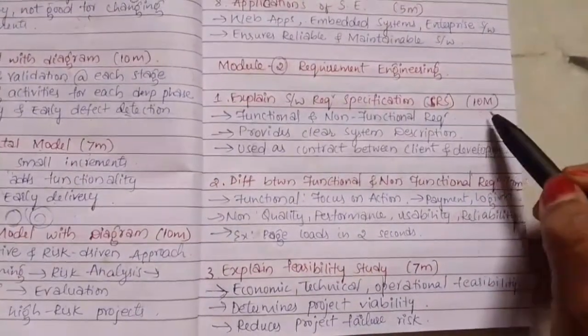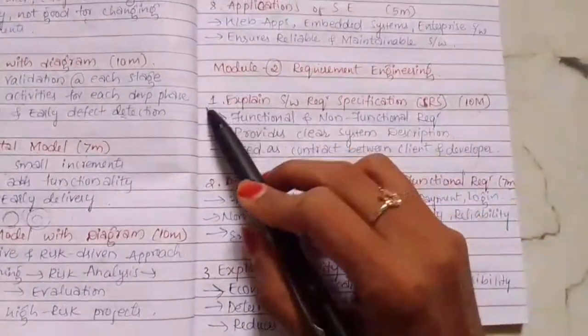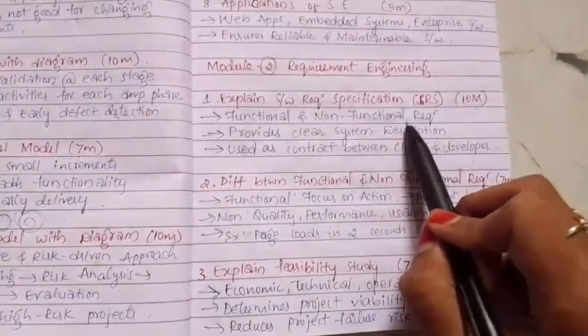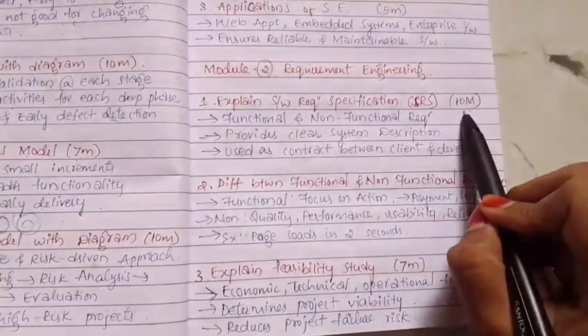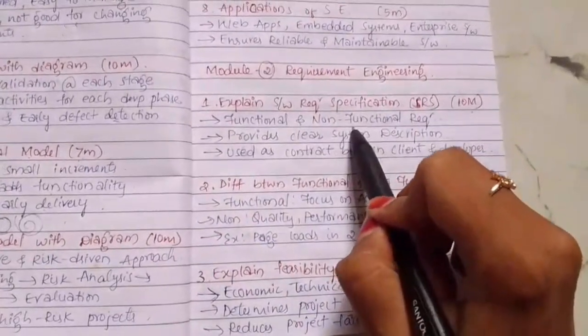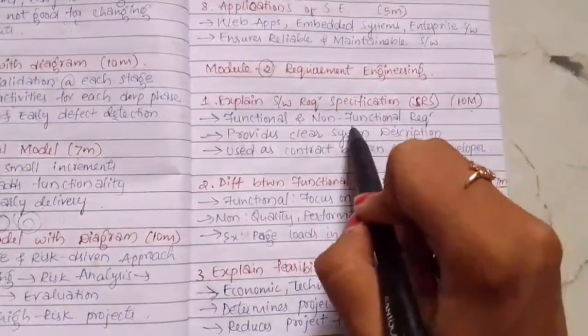Ask it for 10 marks in previous years. This is a very important question. We have to explain the functional and non-functional requirements, both of them. I have explained these two with the differences. You can check out that video.